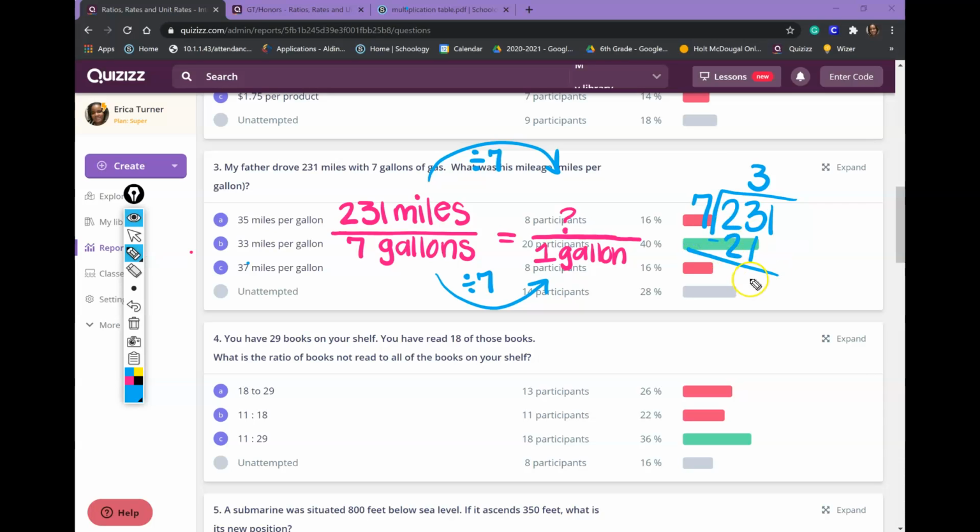23 minus 21, that leaves 2. Bring down my 1. Again, it's going to be another 3. Minus 21 is 0. So my answer was B, 33 miles per gallon.